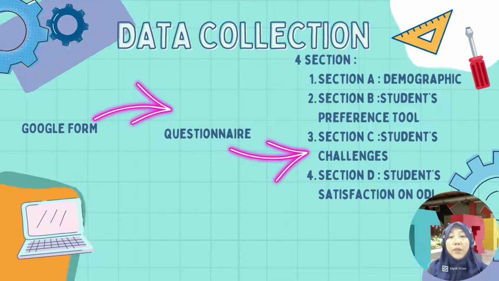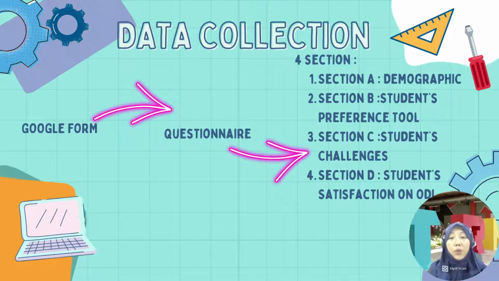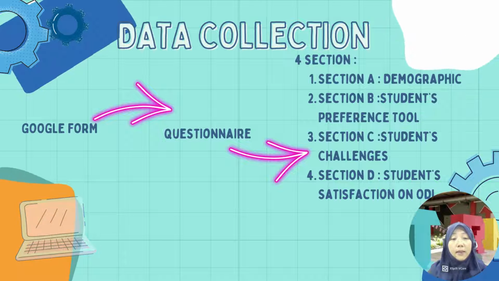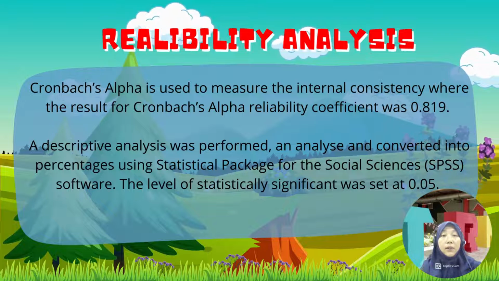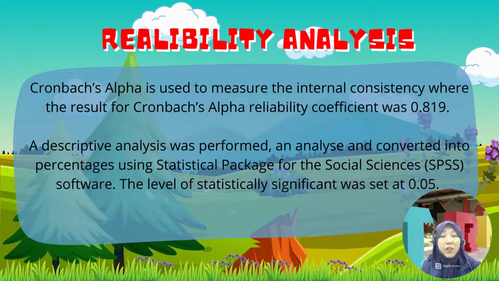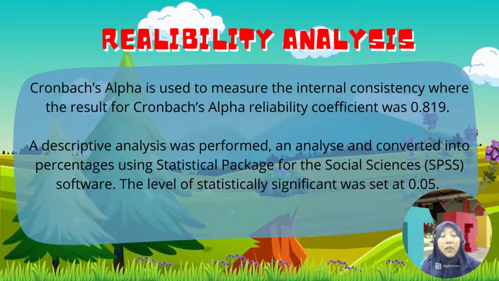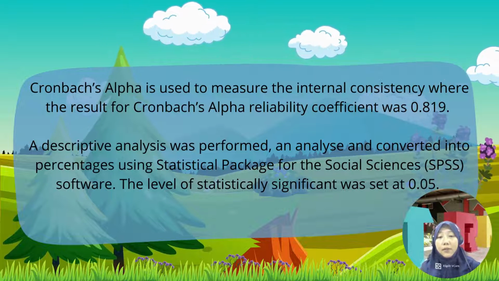The questionnaire was devised and consists of 4 sections. For data collection, researchers utilized Google Form to distribute the questionnaire and to collect the data. Cronbach alpha is used to measure the internal consistency, where the Cronbach alpha reliability coefficient was 0.819. This indicates the questionnaire was reliable to be used in this study.